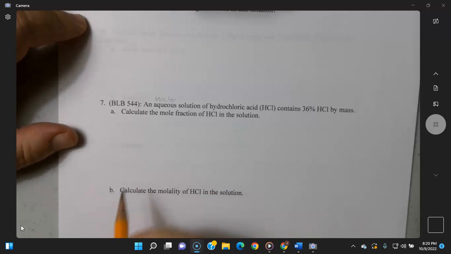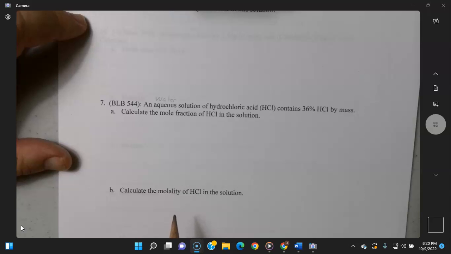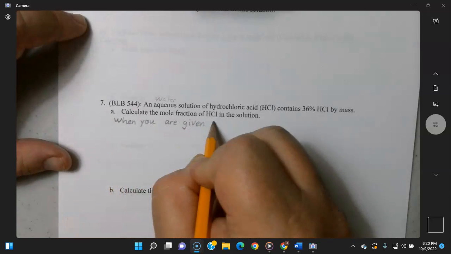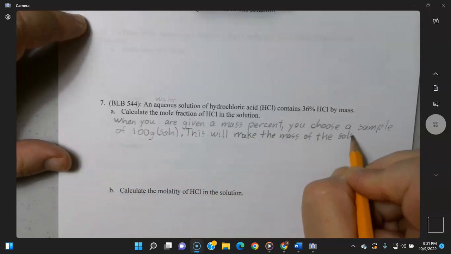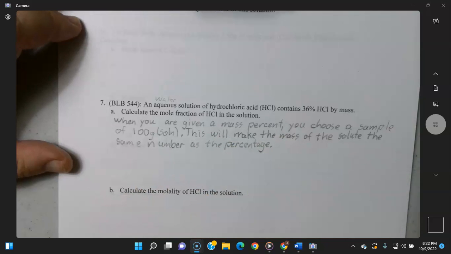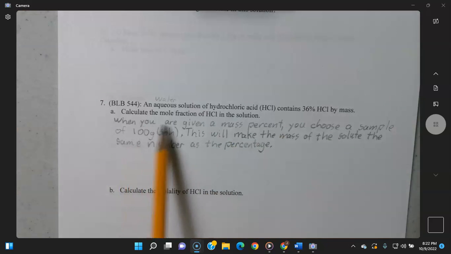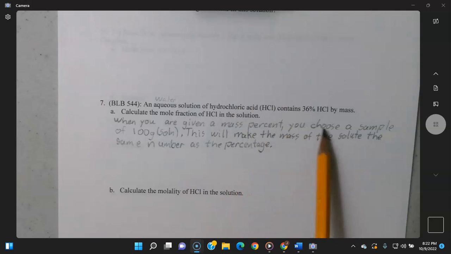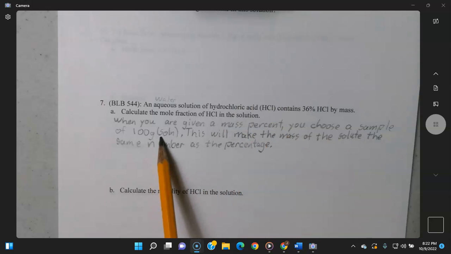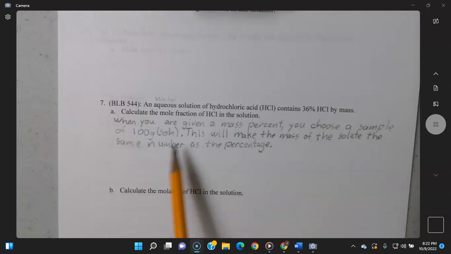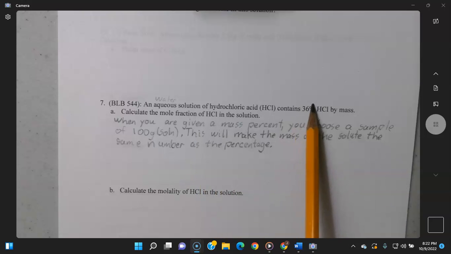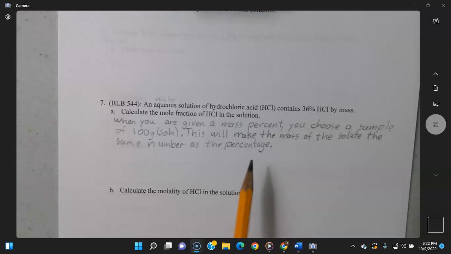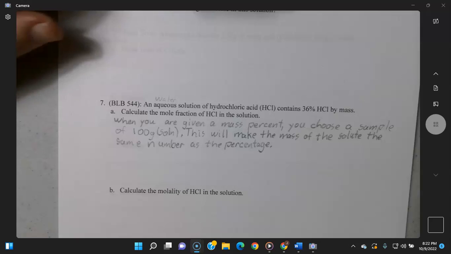So you got to remember this rule. I want you to write this down. I'm going to check this when you turn in your assignment. Okay. So we talked about this a number of times. When you are given a mass percent problem, you choose a sample size of 100 grams of solution. This will make the mass of the solute the same number as the percentage. So if we choose 100 grams of solution, we're going to have 36 grams of hydrochloric acid, okay? It's just the way it works out. So just remember that rule, and then you move forward, okay?